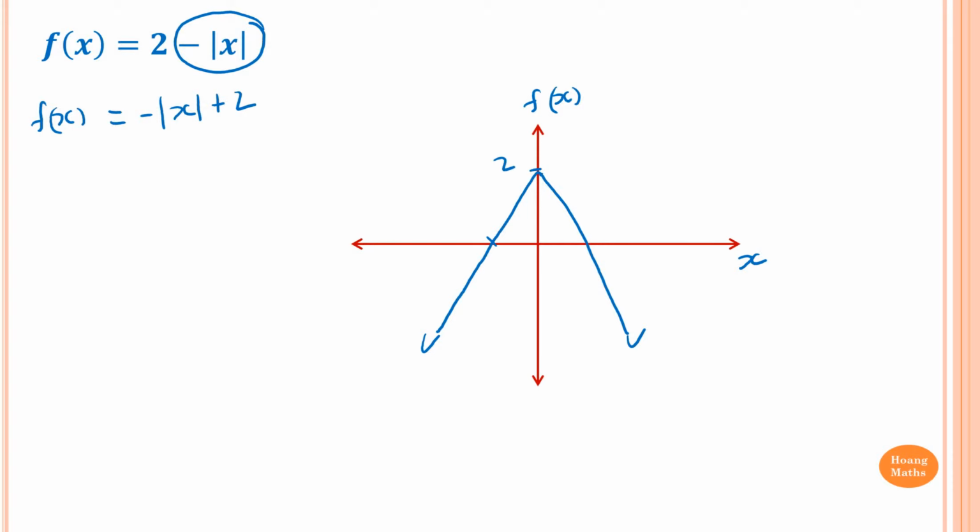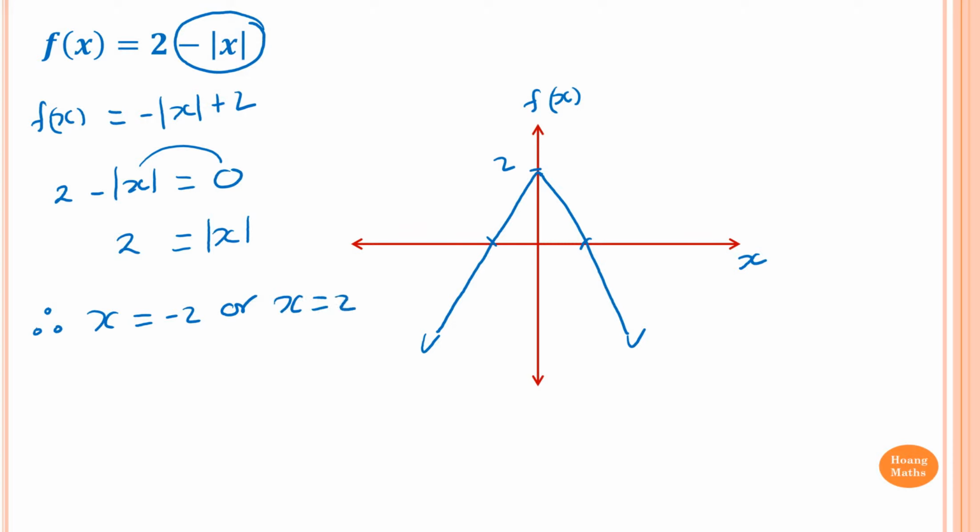Now to find this value, this is the x-intercept, so f(x) is equal to 0. This means that 2 minus the absolute value of x equals 0. I move this to the side, so 2 equals the absolute value of x. Therefore x is equal to negative 2 or x equal to 2. So this is negative 2 here, this is 2 here.